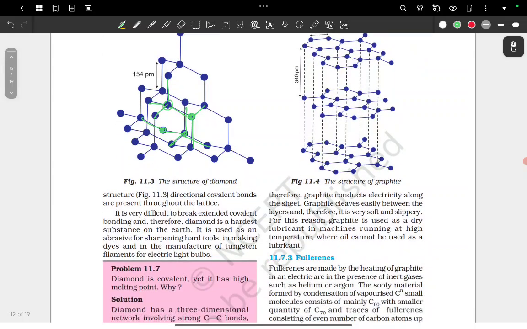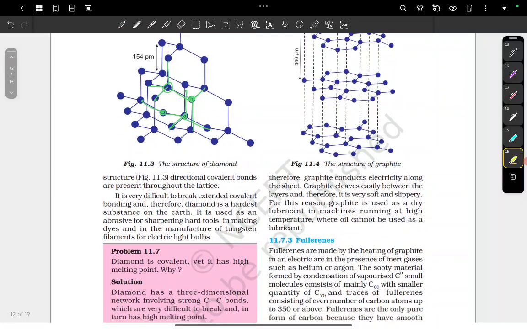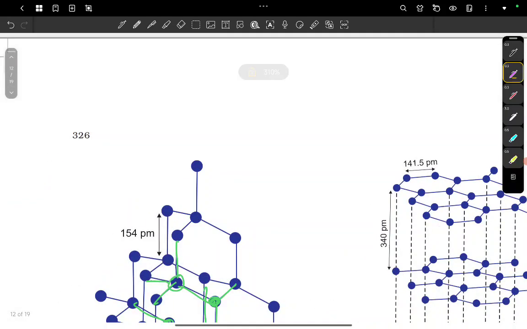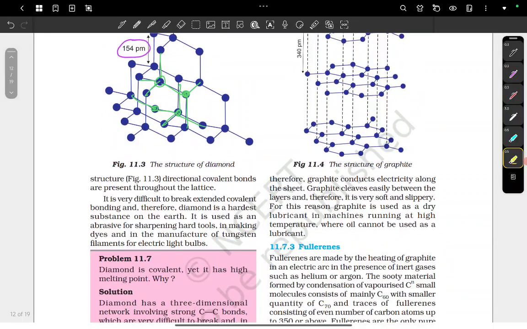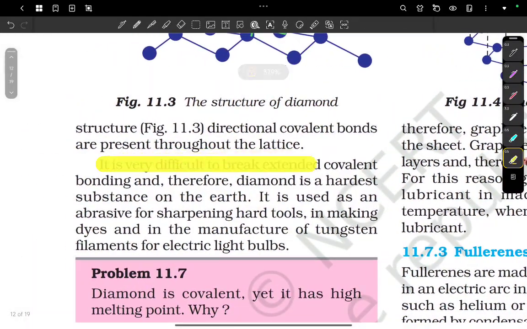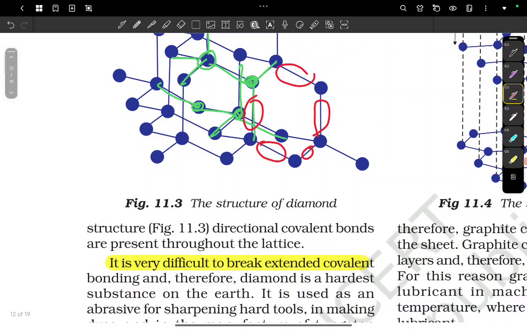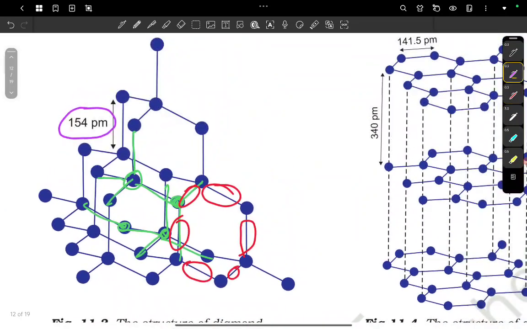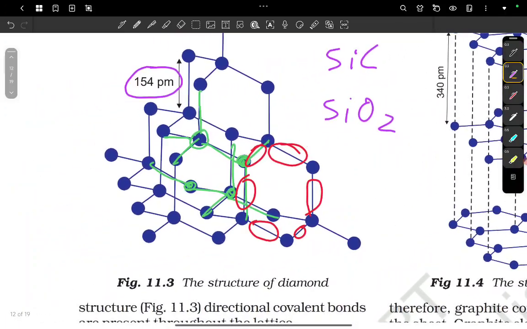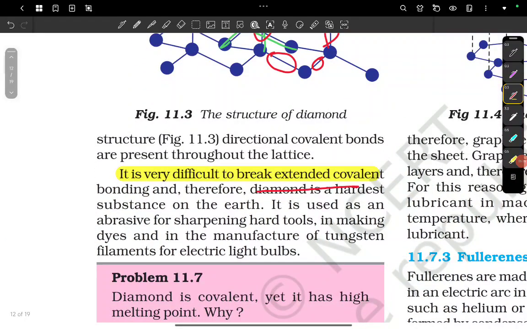You understand how this entire thing looks, right? And you have to remember that this bond is 154 picometers. It is very difficult to break these bonds. They are very well arranged together, and this is a very strong structure. In fact, this is the same structure which is followed by, say, SiC or SiO2. This structure is very difficult to break apart, which is why diamond is one of the hardest substances on earth.